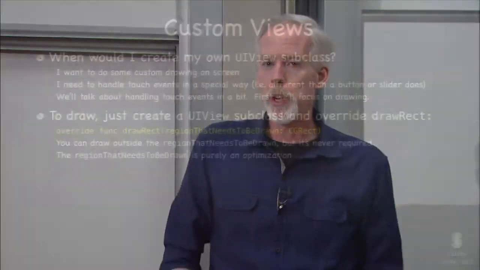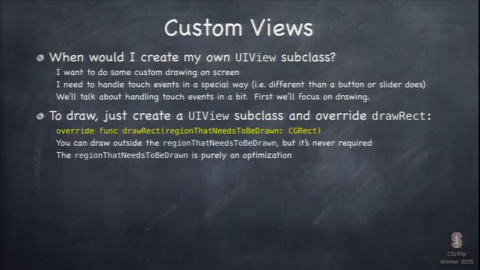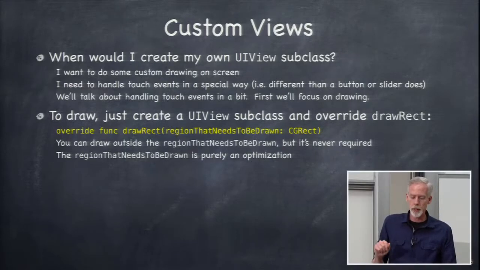Okay, so when do I want to create my own UI view, right? Well, when don't you want to? You don't want to if you want a button or a slider or anything where there's already an iOS view. But if you want to do something that those things can't do, draw something special or handle touch events like swipes and taps and pinches differently or for a different purpose than those things, then you create your own custom view. So we're going to focus on drawing today, and I'll do gestures in the next lecture.